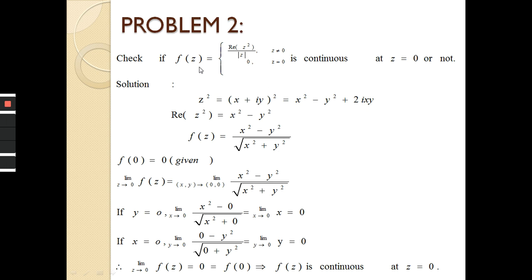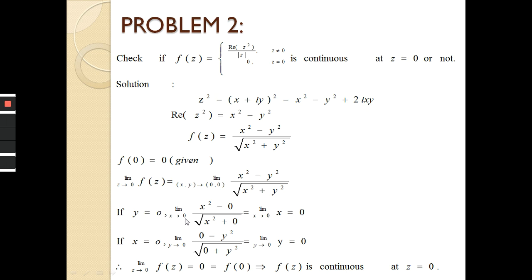From the problem, we get the value of f(z) at z equal to 0 is 0. Therefore, f(0) equals 0. Then we find the limit of f(z) at z equal to 0. That is, limit z tends to 0, f(z) equals, in Cartesian form z equal to x plus iy, so we write limit (x, y) tends to (0, 0) of (x squared minus y squared) by root of (x squared plus y squared).